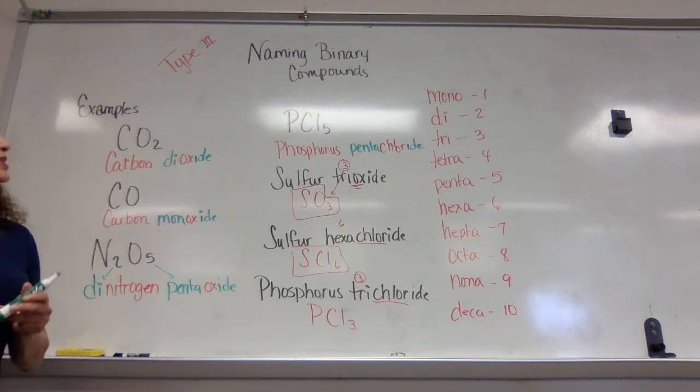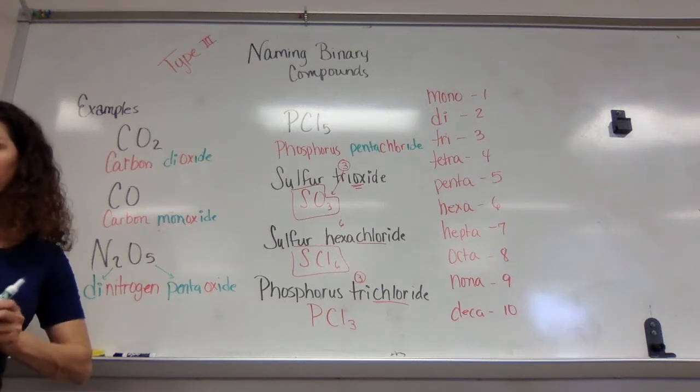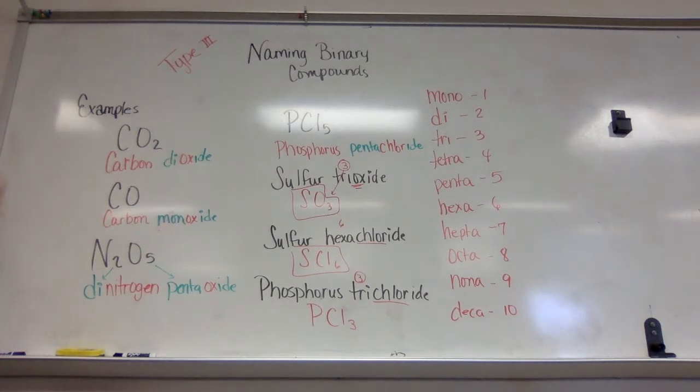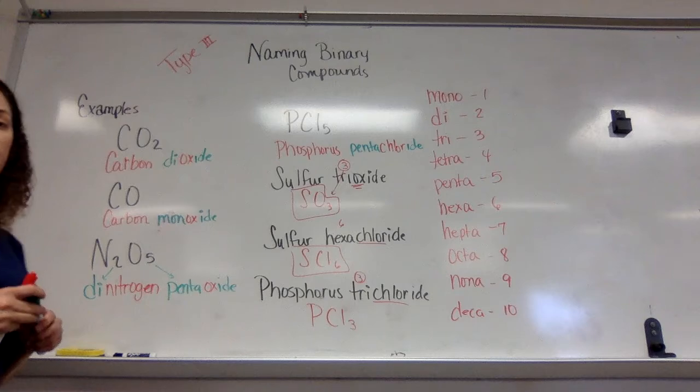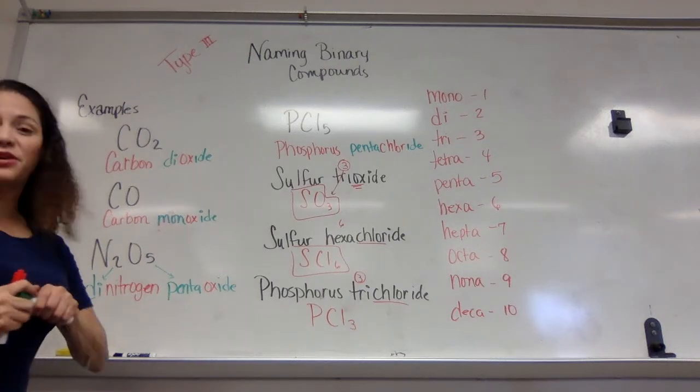All right, hopefully this was a pretty easy mini lesson on binary compounds. This only applies to two nonmetals coming together. That's the catch. It must be two nonmetals coming together to form a compound. So please don't get them mixed up.